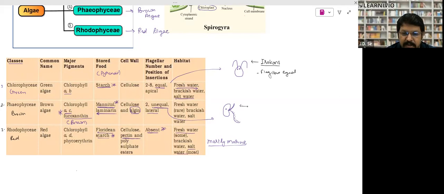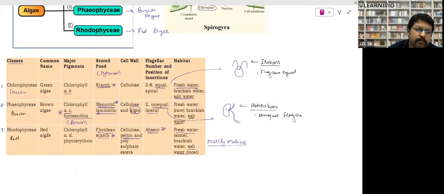And there is heterocont. Heterocont means unequal flagella. Got it? Heterocont and isocont. Is that clear? Yes, sir. Fine. Now, habitat: they are found in fresh water, right? And salt water. Basically, they are more abundantly found in salt water, right? Very few are freshwater.